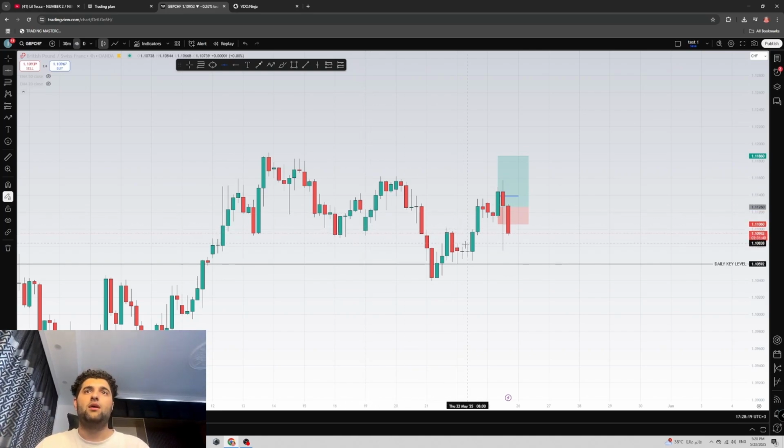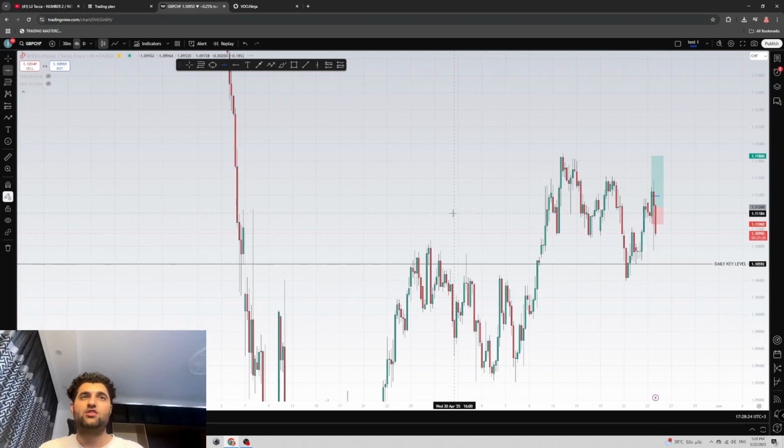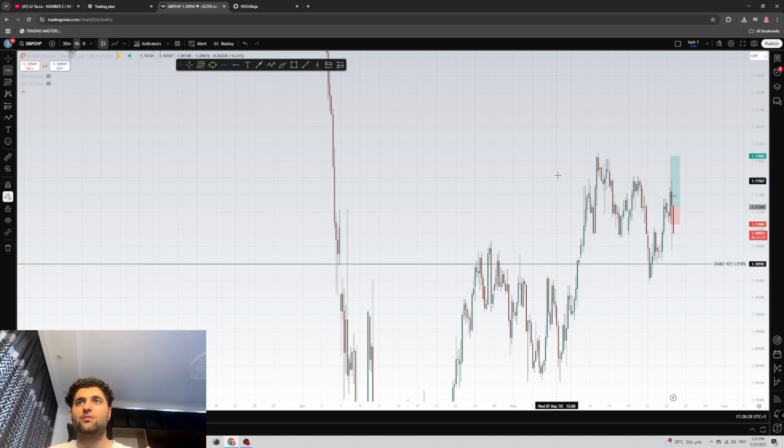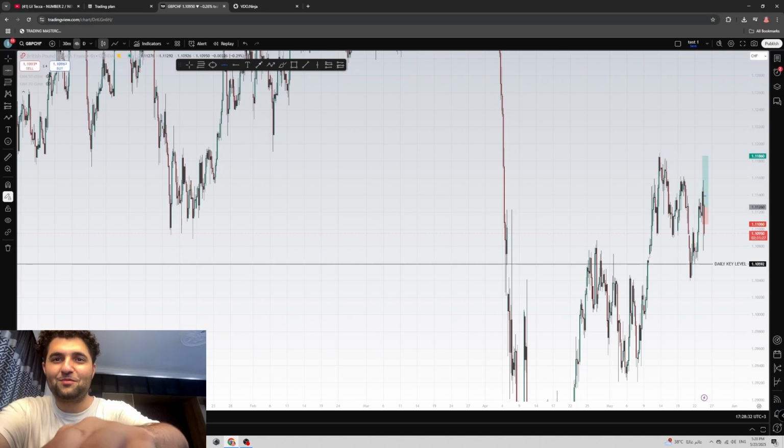But since the momentum was really strong in that example, I tried to look for a major key level at the same time, nearby. Sorry guys, my camera broke down.